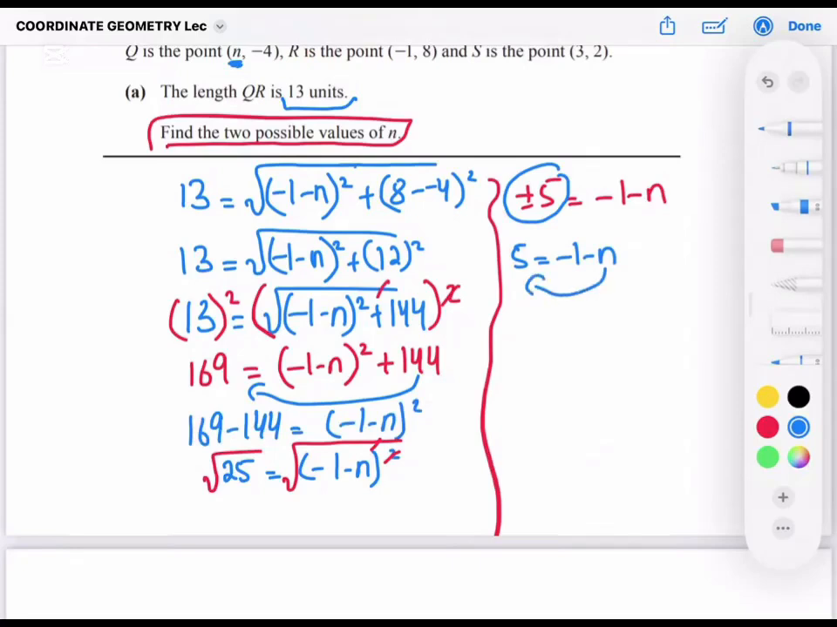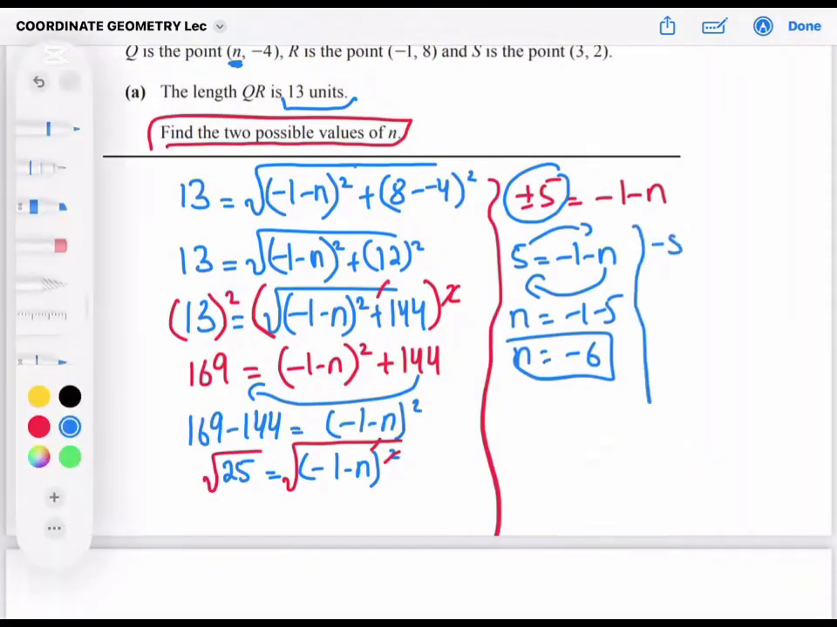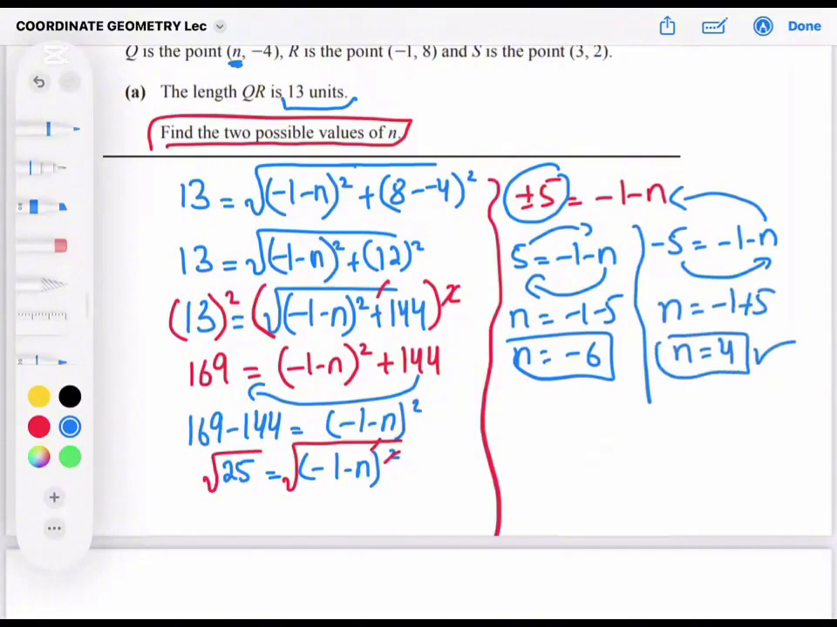So I will move n to this side and 5 to this side, because we have to find the value of n, and n must be positive. So minus 1 minus 5, so n will be negative 6. This is the first value we got. Now I will take 5 as a negative. Again, I will move n to this side and 5 to this side. So n is equal to minus 1 plus 5. So n is equal to 4 will be the final. These are the two values of n.